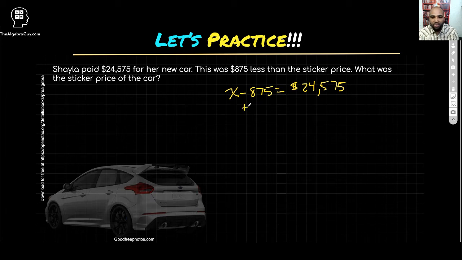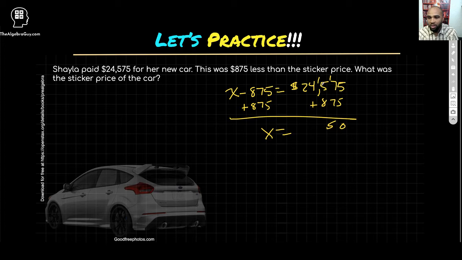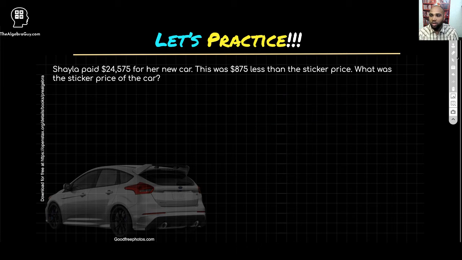So in order to solve this, we're going to add 875 on both sides. X is going to equal 24,575 plus 875, all this added together. 25,450 was her original sticker price.